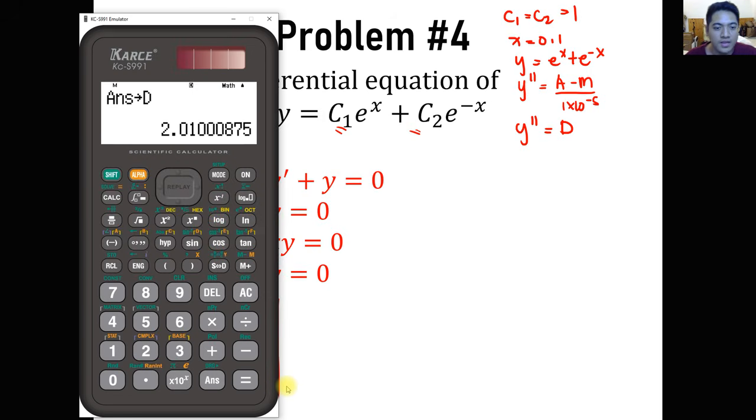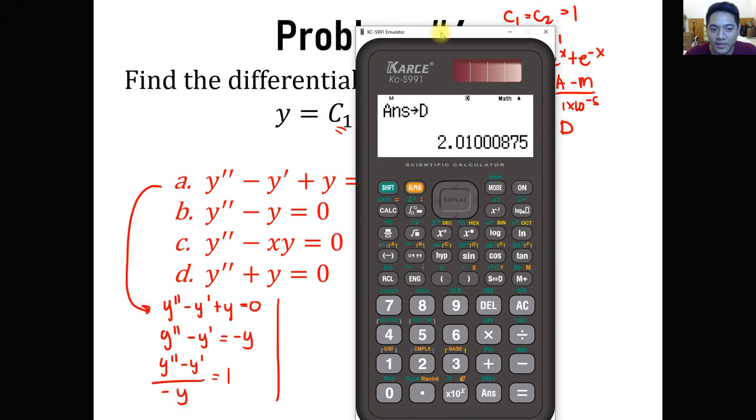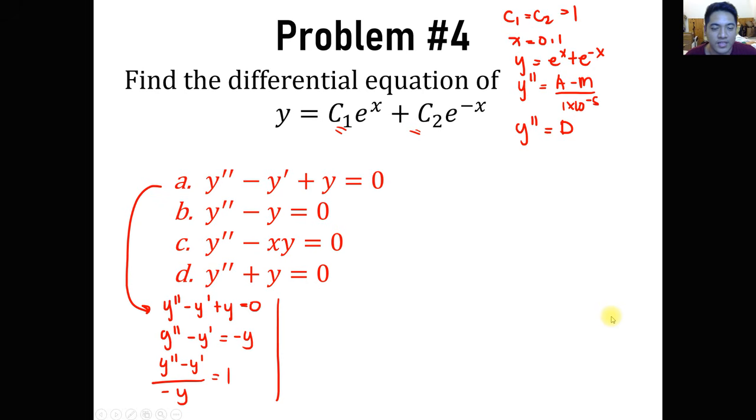So I'll try to do our calculator. It's so nice that our calculator view is big. So you have the second derivative, which is D, minus the first derivative, that is M, all over negative alpha Y. If this is equal to 1, that's the answer. So it's not. It's negative 0.9. So that's not the answer.